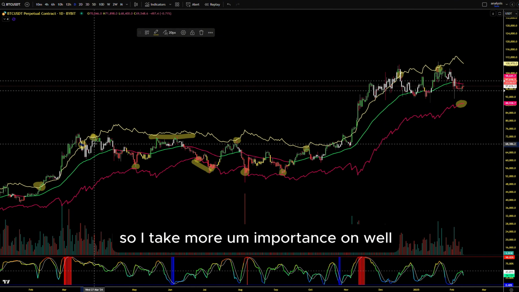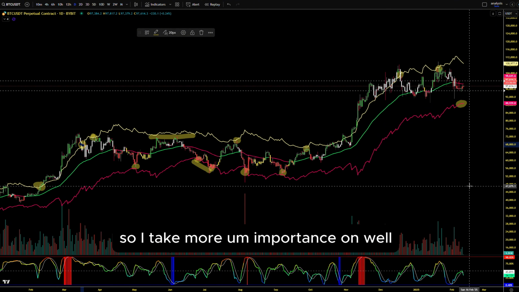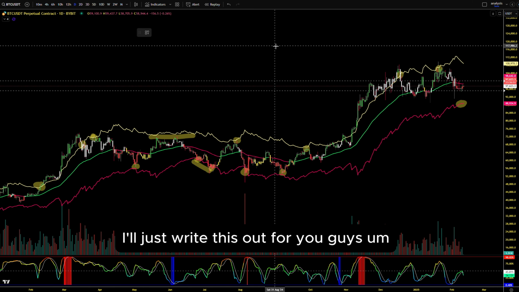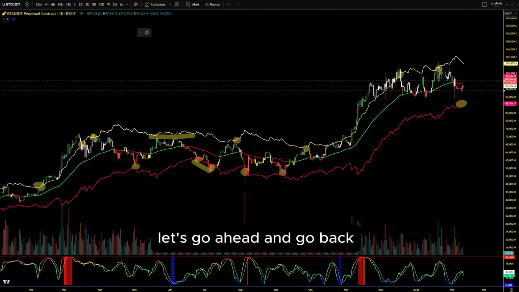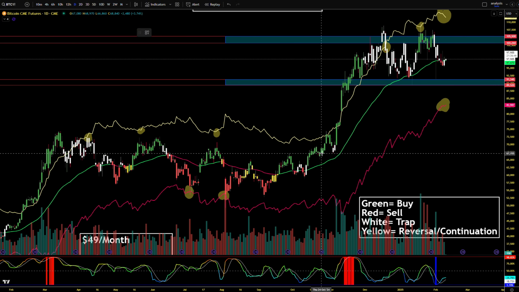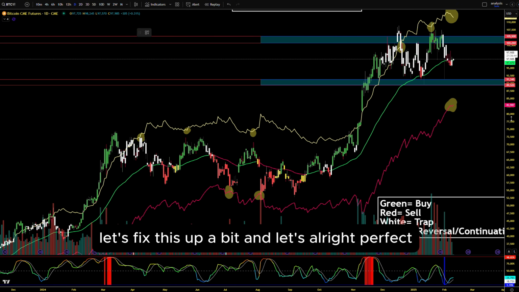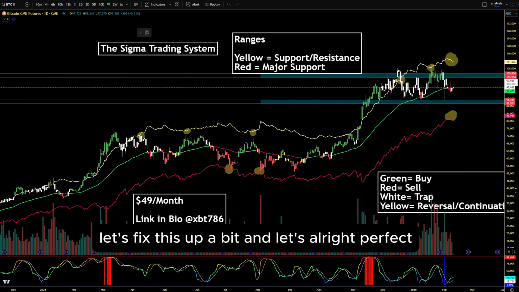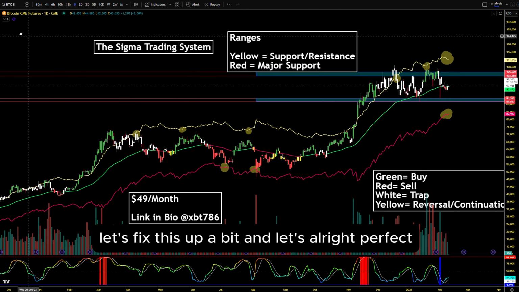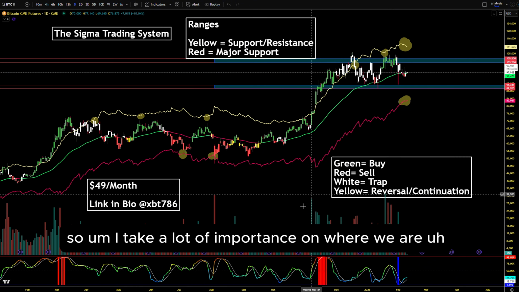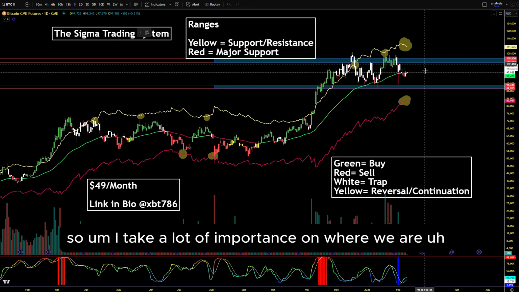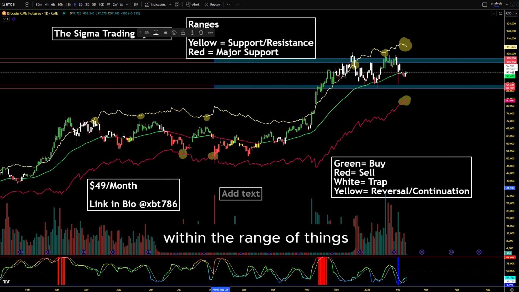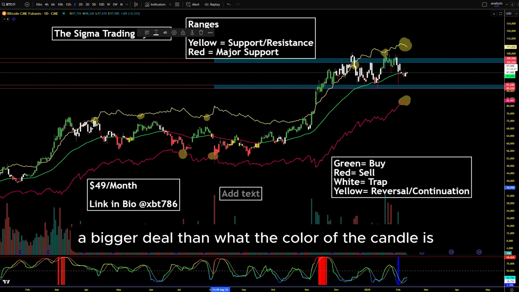So I take more importance on, I'll just write this out for you guys. Let's go ahead and go back. Let's fix this up a bit. And all right, perfect. So I take a lot of importance on where we are within the range of things. That's kind of a bigger deal than what the color of the candle is.